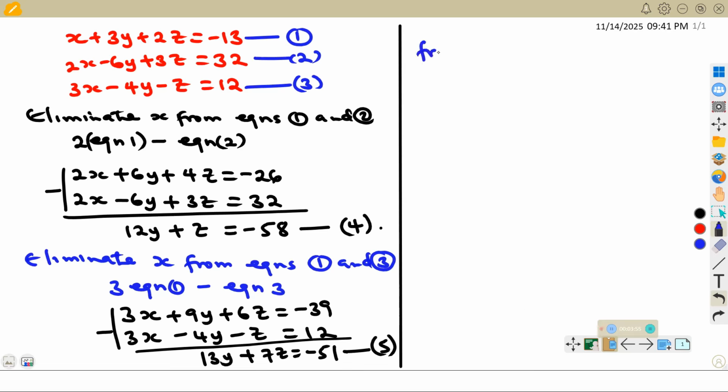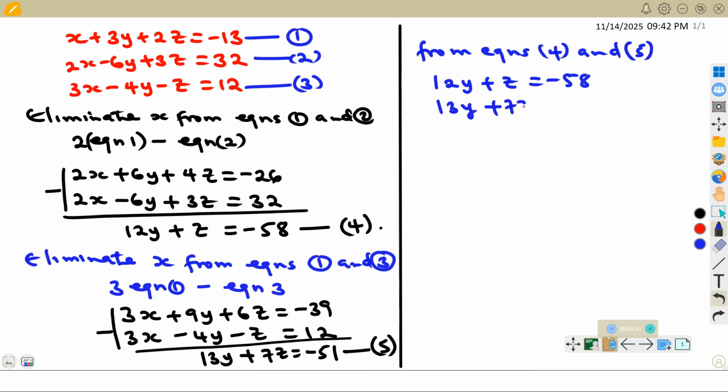Now from equations 4 and 5, we realize that we are remaining with 2 variables, that is y and z. So we have 12y plus z, which is equal to negative 58, and 13y plus 7z, which is equal to negative 51. We shall again try to eliminate one of the unknowns by making sure the coefficients of the one we need to eliminate are the same. So we shall multiply equation 4 by 7.